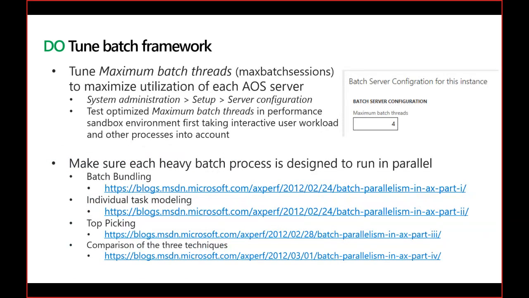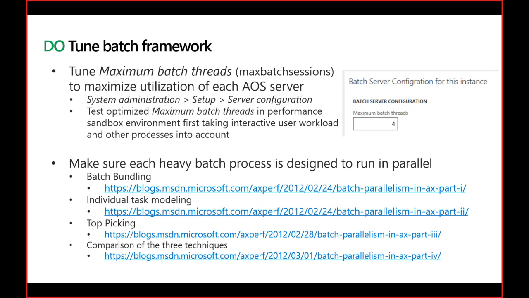The last thing about tuning the batch framework is a setting which you can find under System Administration, Setup, and Server Configuration, which is the maximum batch threads. Out of the box, when you have an AOS, you have several AOSs in your production environment, but each AOS is normally meant to serve both the batch workload and the interactive user workload.